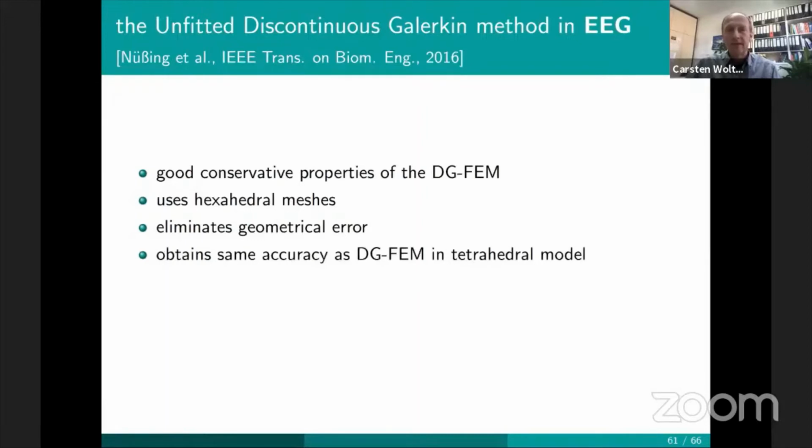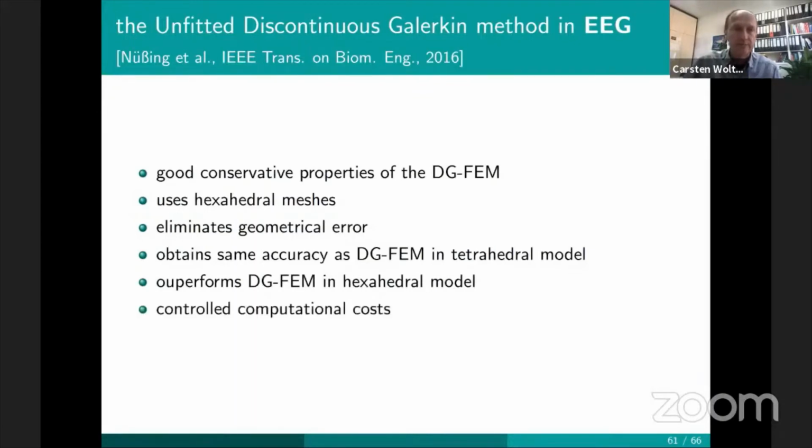The UDG obtains the same accuracy in tetrahedral models as DG-FEM. It outperforms DG-FEM in hexahedral models, but it also needs more information on the level sets. And it better controls the computational costs. So CAD-FEM and UDG are unfitted FEM methods that can be quite effective because we invest the degrees of freedom in a better way. So adaptive FEM methodology might also be pushed this way because we can invest the degrees of freedom where they are really needed. For example, a little bit finer meshes in the source areas, a little bit finer meshes in areas of the skull or the skin where sensors are, or where the potential just falls off significantly. So these methods are very flexible for this kind of forward modeling.